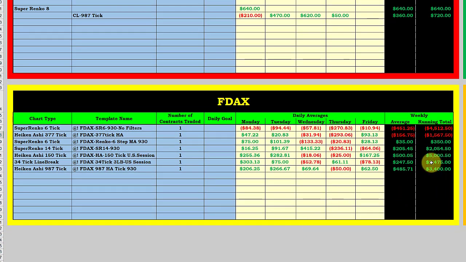And then of course the DAX, the best performing chart here, the Kagi 150, followed by the 987, and then the 34 tick line break, respectable here. The Super 14 tick, respectable performance. Overall it's been trading for a long time, and this is starting at the US session. I've begun to track the 3 a.m. session on both the 377 and the Super 14, but the 377 just drawing down a bit here.